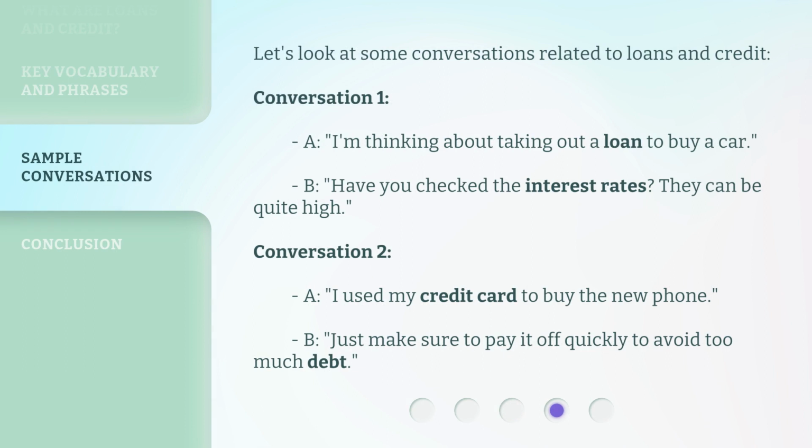Let's look at some conversations related to loans and credit. Conversation 1. A. I'm thinking about taking out a loan to buy a car. B. Have you checked the interest rates? They can be quite high. Conversation 2. A. I used my credit card to buy the new phone. B. Just make sure to pay it off quickly to avoid too much debt.